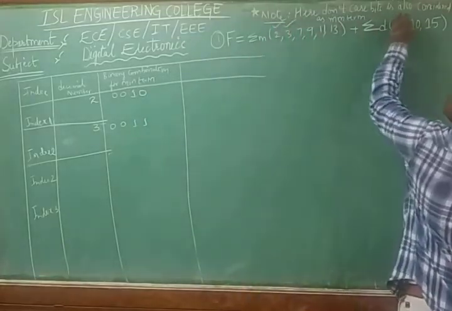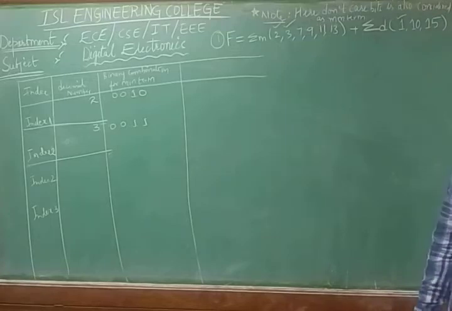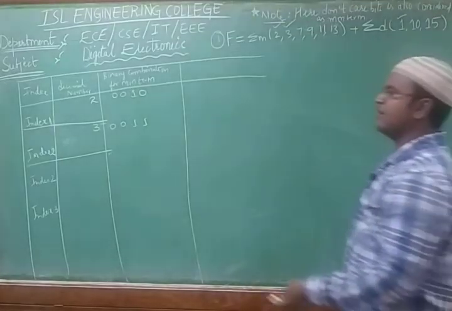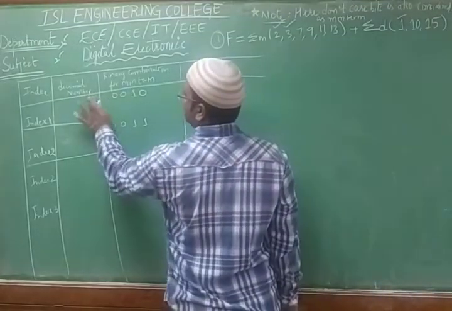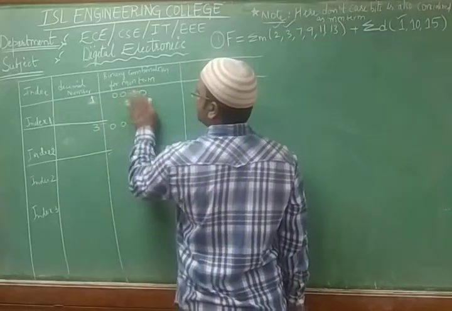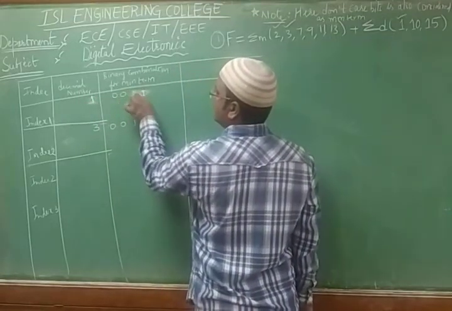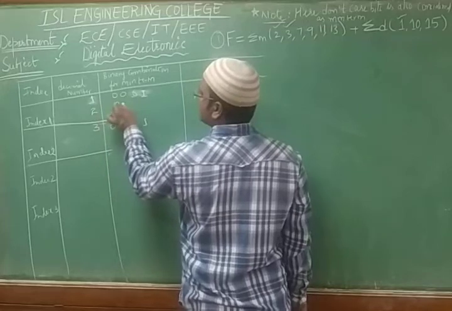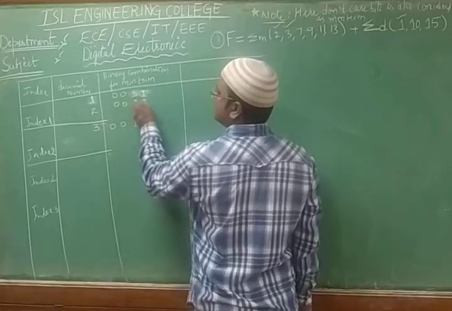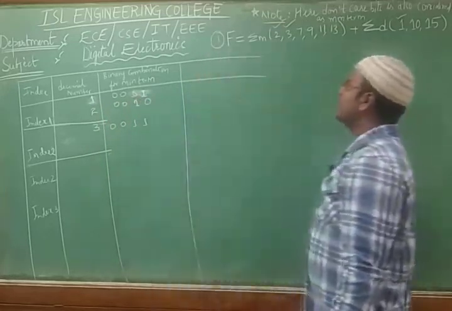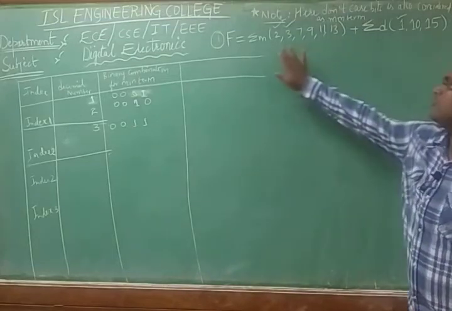Now you can take 1 also. What is 1? 1 is nothing but 0, 0, 0, 1. So I can write that here. Instead of 2, I can start from 1 here. So 1 is nothing but 0, 0, 0, 1. I do have 2, so 2 I am writing 0, 0, 1, 0. So 1, 2, 3 is done.